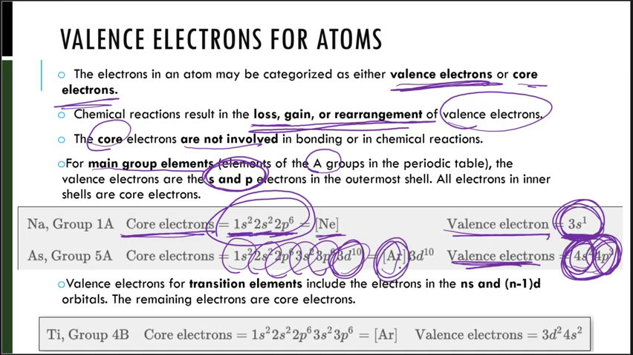So that's argon's electron configuration and 3d10. But when we're talking about transition elements, valence electrons are the outermost s and 1 less d.